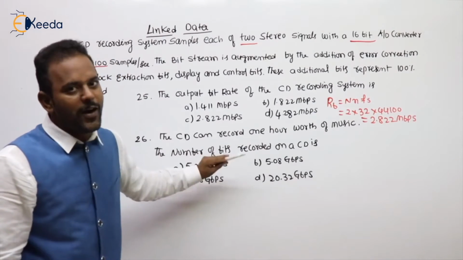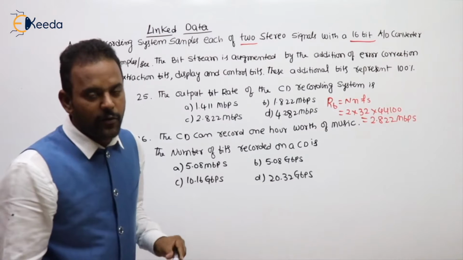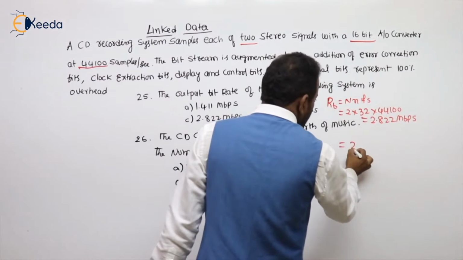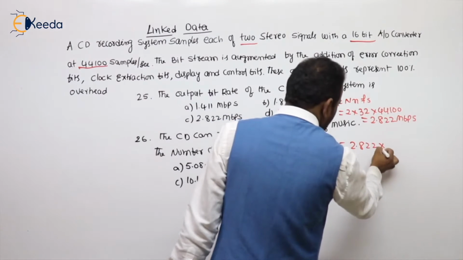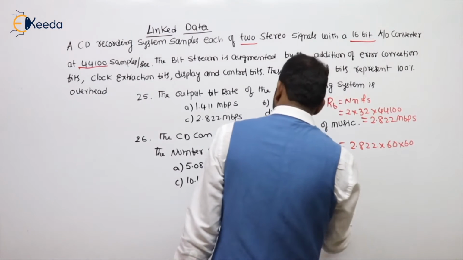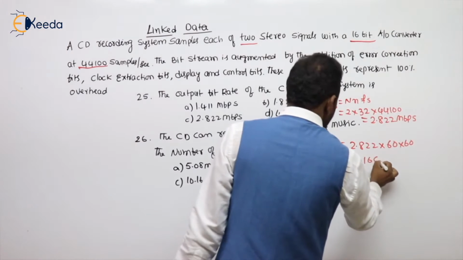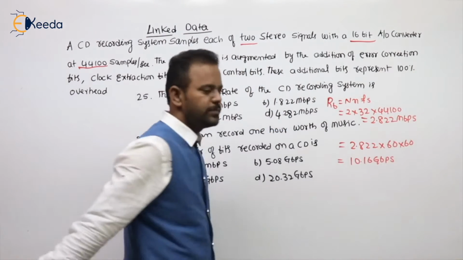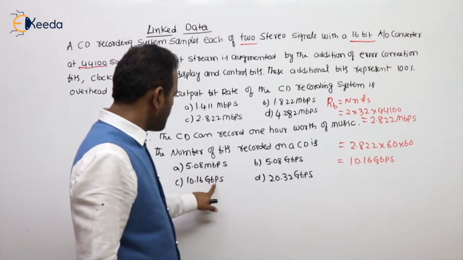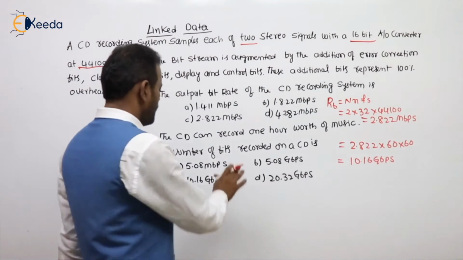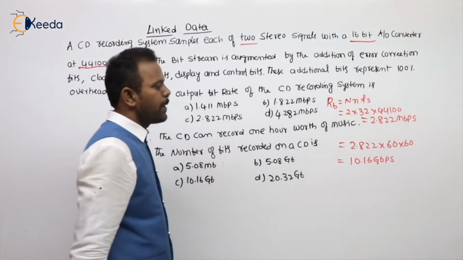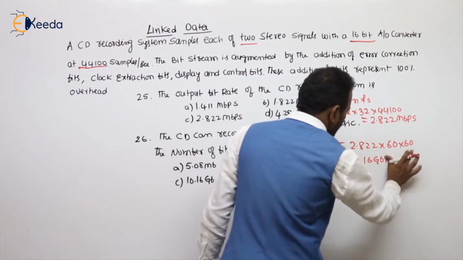But the same thing he recorded for 1 hour. So what is the total number of bits per 1 hour? These bits are per second. 1 hour means 60 minutes, each minute of 60 seconds. Calculate, you will get 10.16 Gbps, gigabits, that's it. Gigabits, these many bits, not per second. This is per hour. These many bits will be recorded.